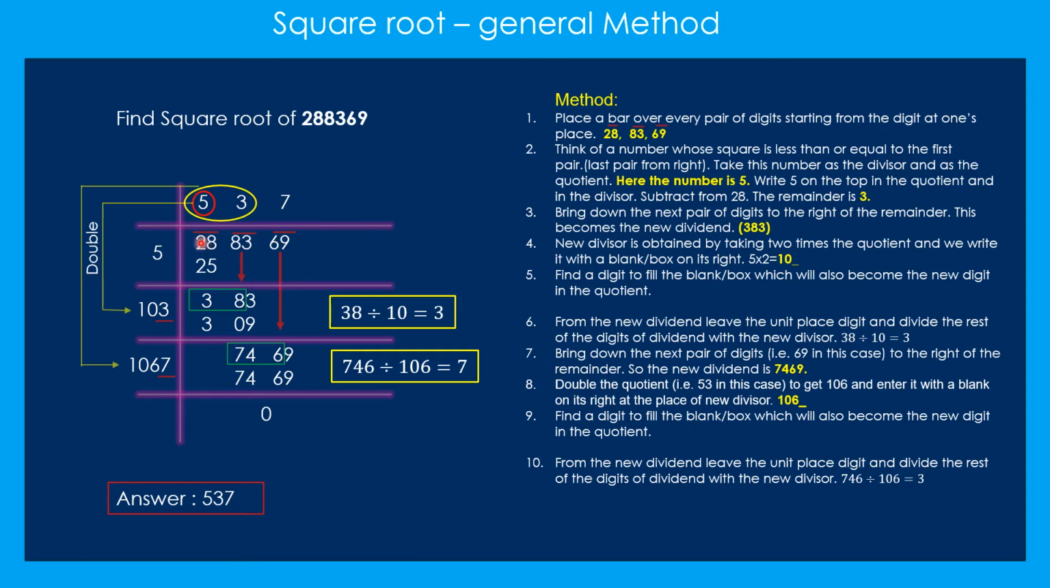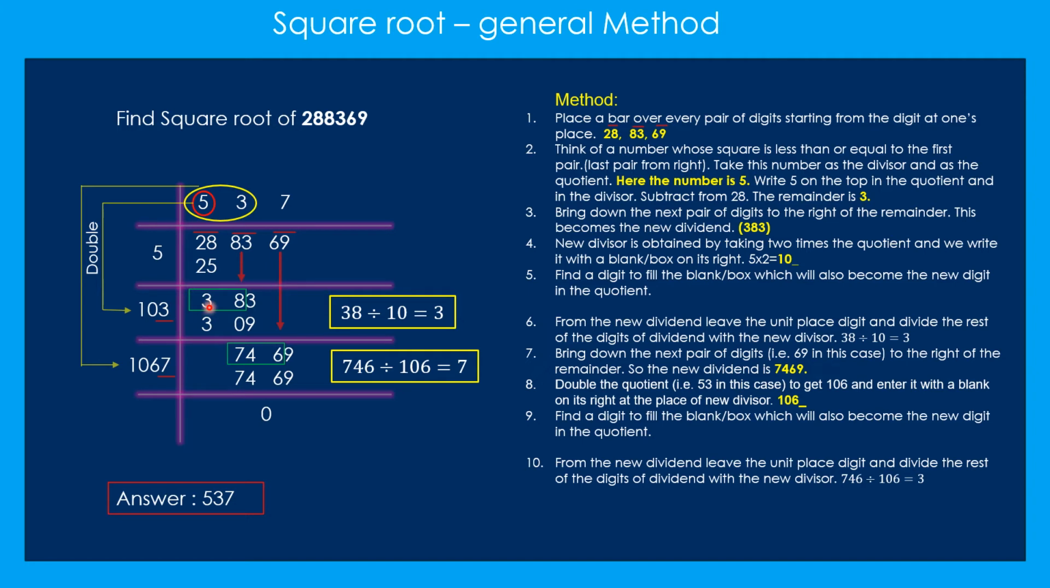Second step, after putting the bars, you have to think of a number whose square is less than or equal to the first pair, that is 28. Here the number is 5. So write 5 on the top in the quotient and in the divisor. 5 times 5 is 25. You subtract and you get the remainder 3.